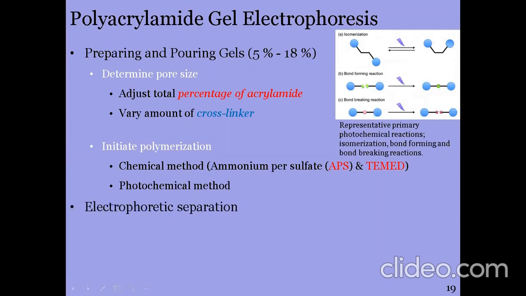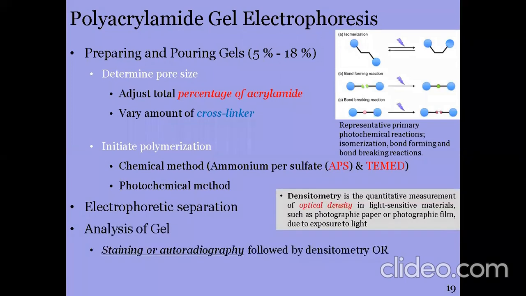Next is electrophoretic separation. So we will be using electrophoresis, and then comes analysis of the gel. We can analyze the gel by staining, by autoradiography, followed by densitometry. Densitometry is the quantitative measurement of optical density in light sensitive material, for example photographic paper or photographic film, due to exposure to light. Through this we can analyze the gel.